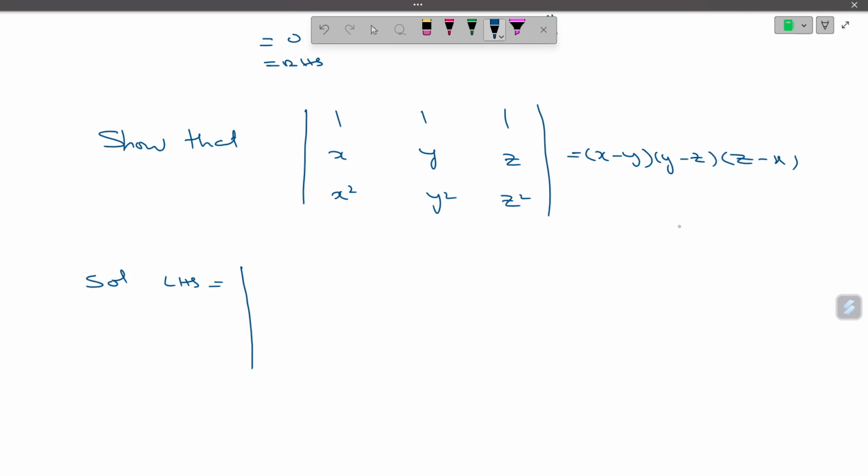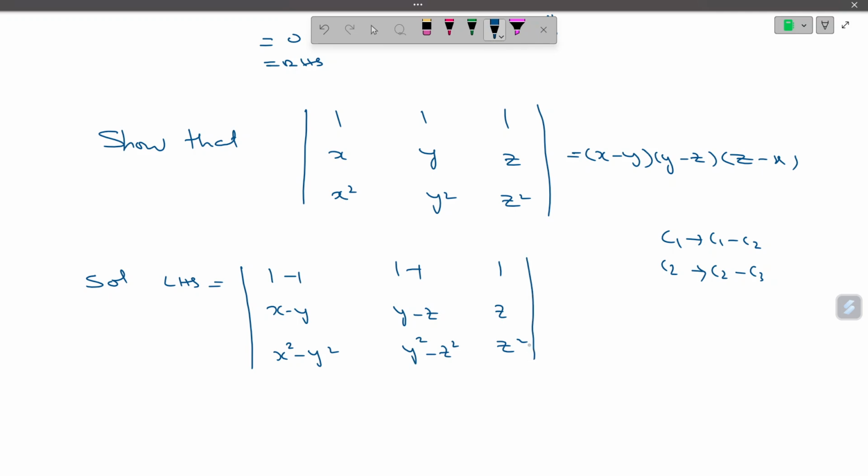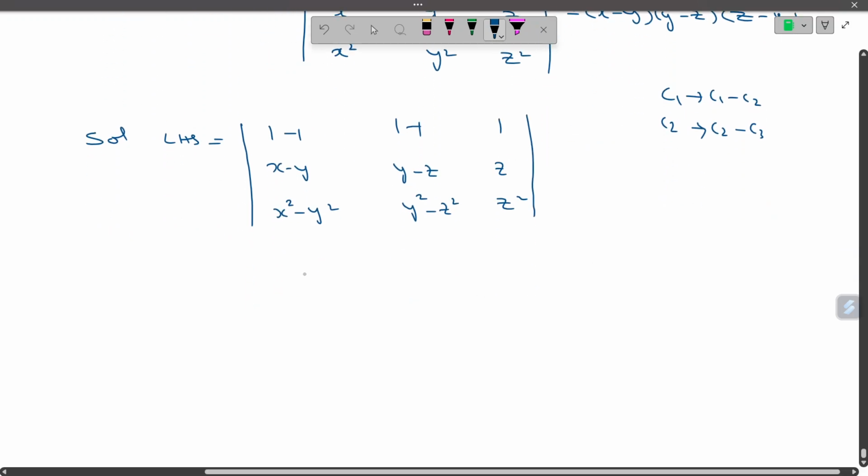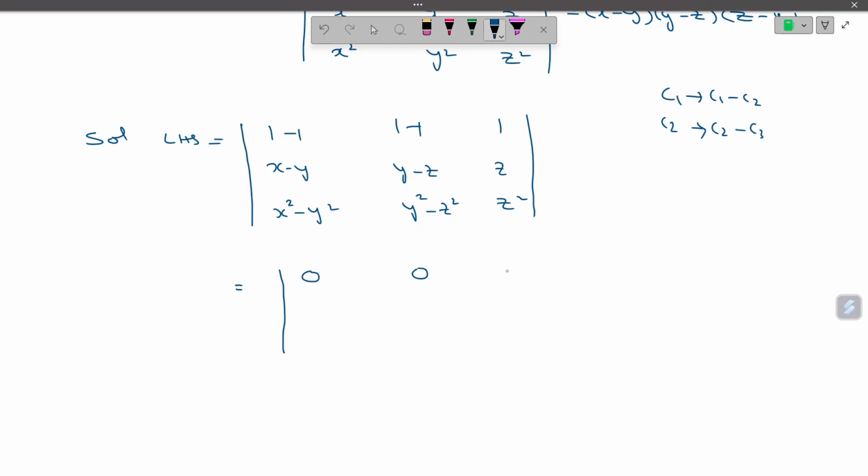So what I am doing is C1 implies C1 minus C2. C2 implies C2 minus C3. I am doing this because this is column 1. So 1 minus 1, x minus y, x square minus y square. 1 minus 1, y minus z, y square minus z square. 1, z, z square. So here 1 minus 1 is 0, 0, 1.